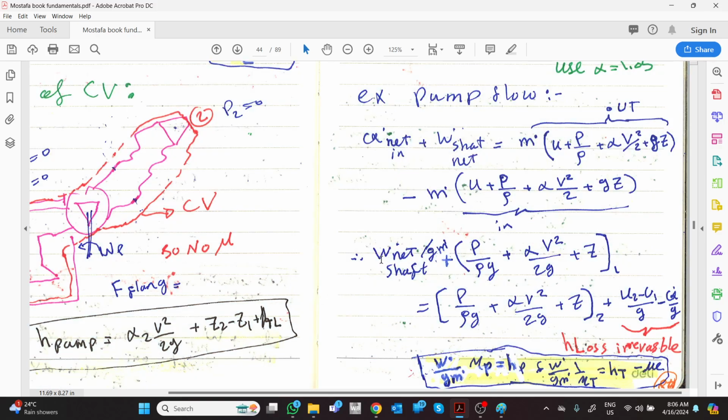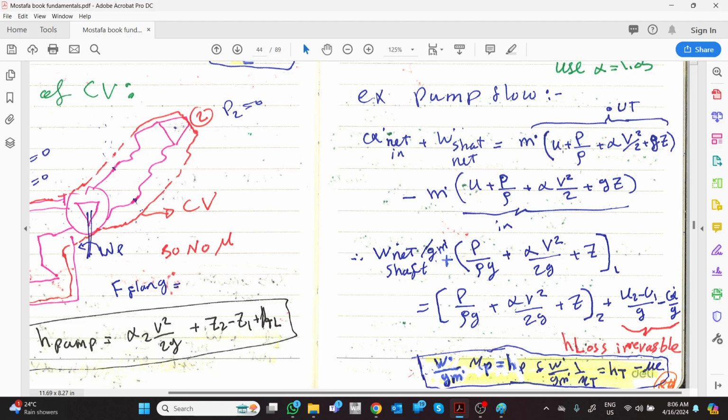Then we can write that net work, divided by gravity and m dot. So I just put m dot here and gravity. Then it will be P over rho g plus kinetic energy plus the potential energy, which is z. You will tell me, okay, where is u?